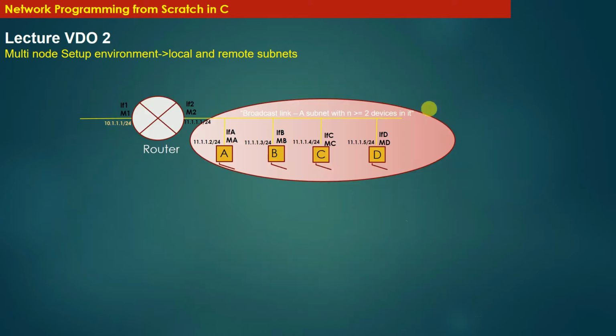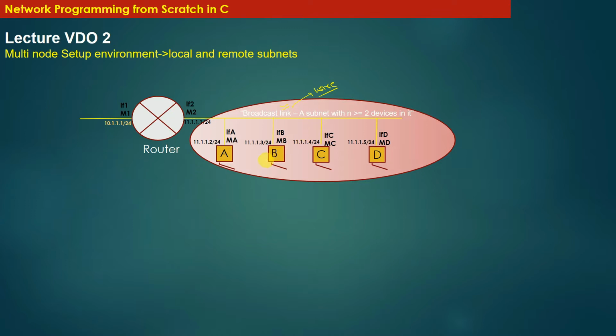Now, let us try to understand how to identify the local and remote subnets in case of a broadcast link. Now, what is a broadcast link? A broadcast link is a wire through which more than two machines are connected. So how many machines are connected through this wire? Machine A, B, C, D, as well as the router itself. So such a wire is called a broadcast link. On a link, when there are only two machines connected on either end of the link, such a link is called a point-to-point link, which we discussed in the previous slide.